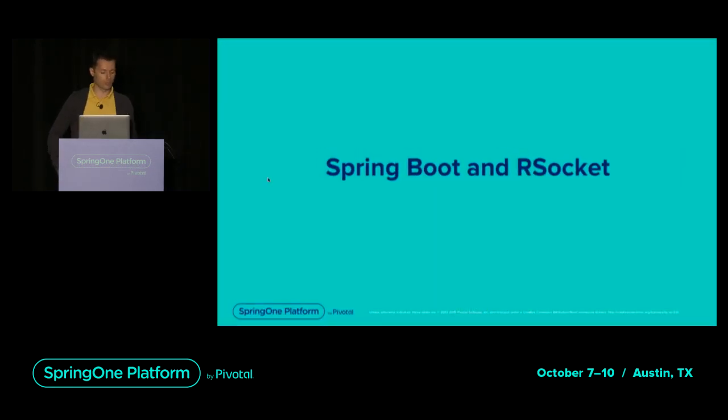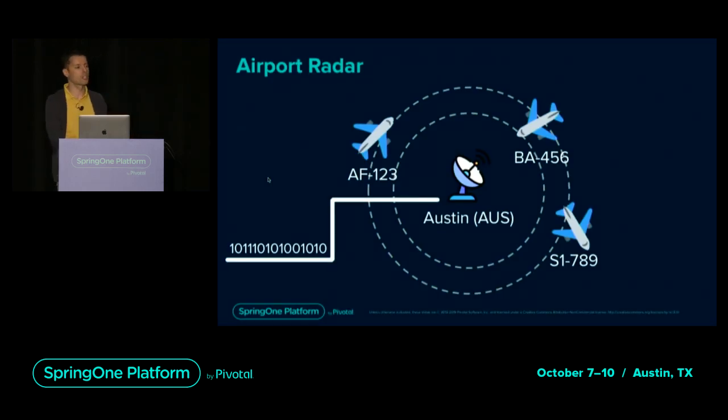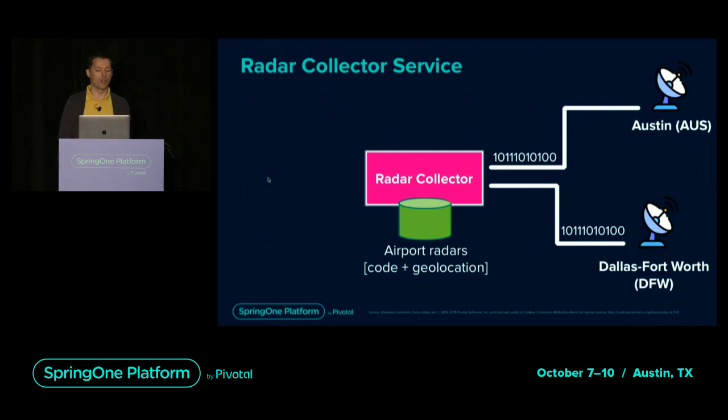We're going to see RSocket, but this time in the context of a Spring Boot application and a sample. So first, we need to talk a bit about the use case and the sample. In this case, we're considering airport radars, for example, Austin's airport radar. Each radar is collecting data about aircraft flying around within its range. And let's say it's sending all that data to a particular application, which is our radar collector application.